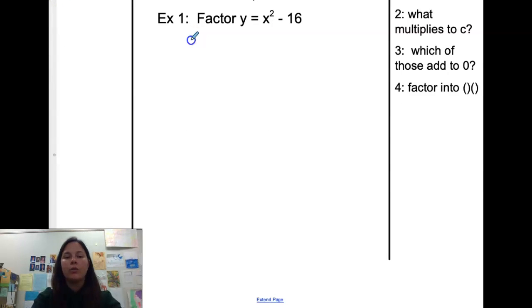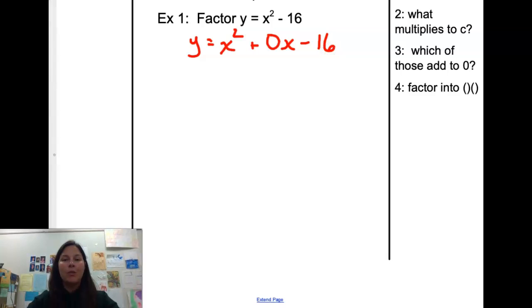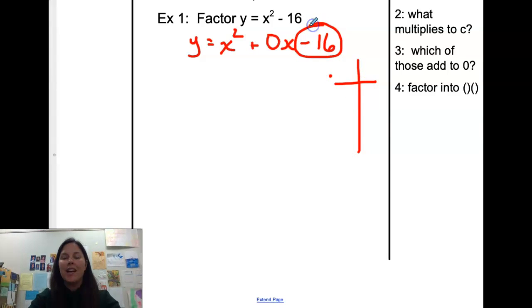So we are going to create an x term. Now, how can we just add an x term in? Wouldn't that change the problem? It would if we gave x a coefficient other than 0, but 0 times x is just 0, and when you add 0, you do not change the value of the expression that you started with. So now when we set up our t-chart, we're still thinking about what multiplies to this number on the end, that constant. So we're thinking about what multiplies to negative 16, and now we are adding to 0.